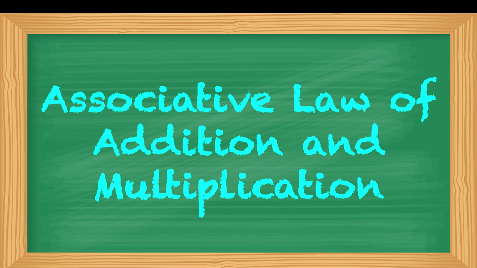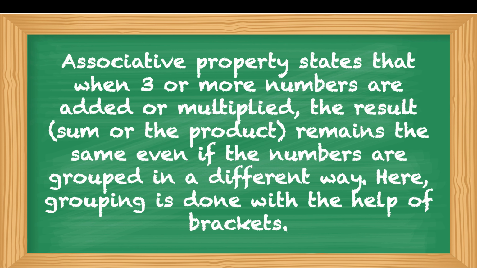Today's video, we'll be looking at the Associative Law of Addition and Multiplication. Now this property states that when three or more numbers are added or multiplied, the result, which will be the sum or the product, remains the same, even if the numbers are grouped in a different way. Here, grouping is done with the help of brackets, or we can call them parentheses.